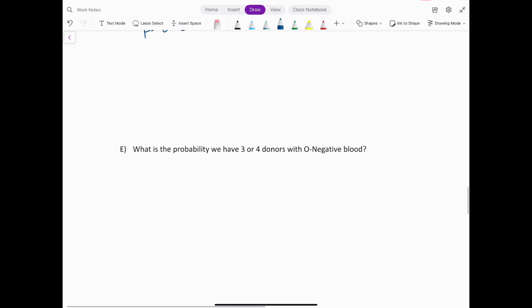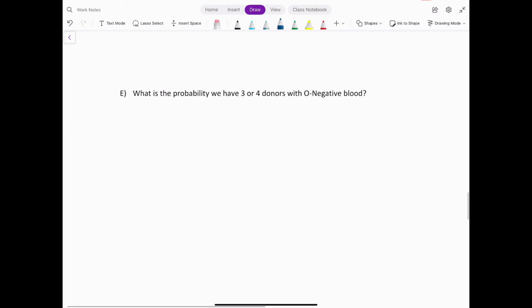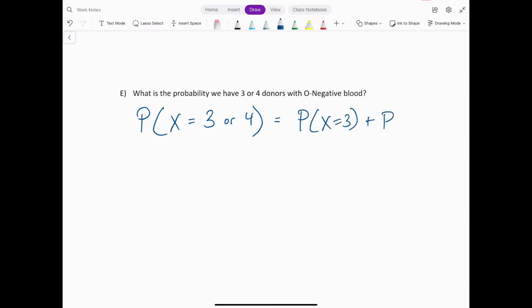Okay, next one. What is the probability that we have 3 or 4 donors with O negative blood? So that's the probability that X is equal to 3 or 4. There's a couple ways we can go about this. What you could do is find the probability that we have 3 donors and then add to it the probability that we have 4 donors. That's perfectly fine. You could do it that way.